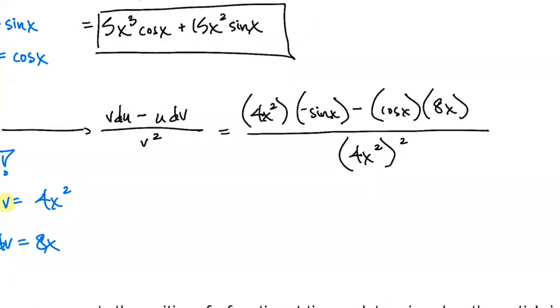The only things that I might clean up here, the negative sign looks a little weird when it's in between two terms. So let's take this negative, move it to the front. And then the other thing I might do is take the cosine and just move it behind the 8x because we typically have our trig functions at the end. And so that would give us negative 4x squared sine x minus 8x cosine x.